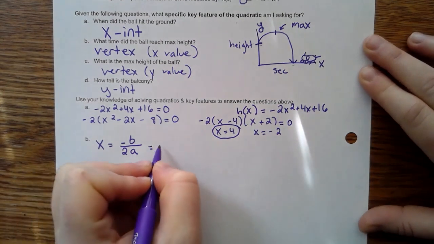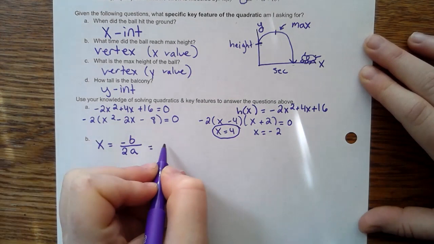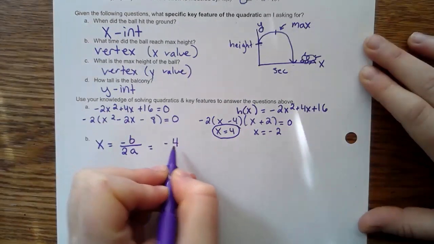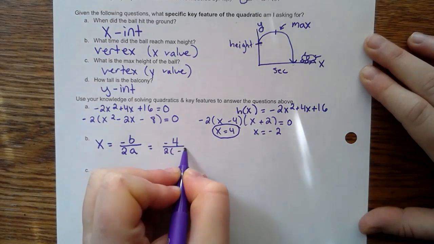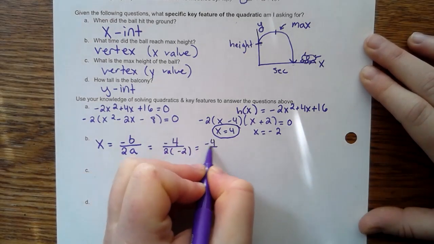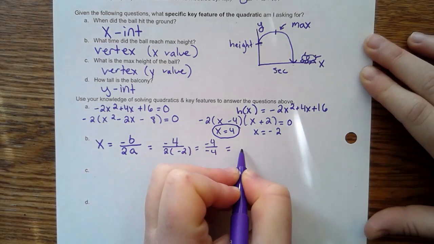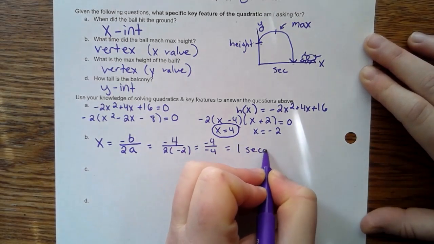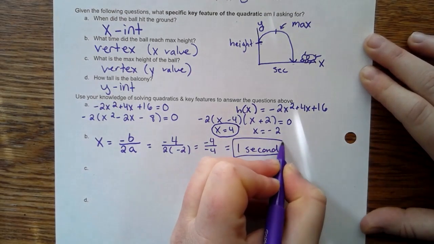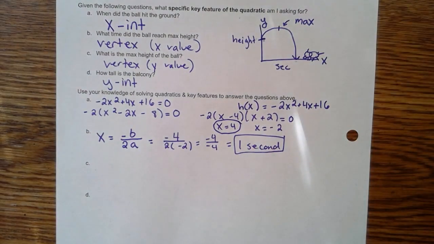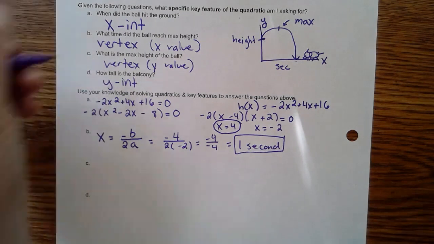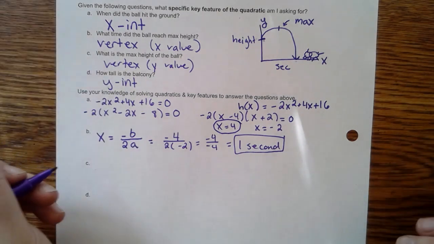So that's going to be, I'll just take the original, negative 4 over 2 times negative 2. That's negative 4 over negative 4. That's going to be 1 second. So the vertex, that's at x equals 1. The y value, so for C, what is the max height? So that's going to be finding the y value.